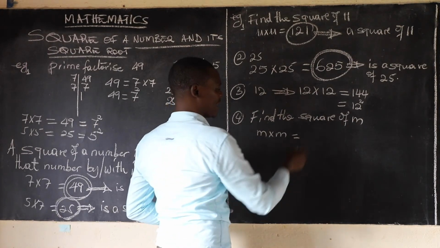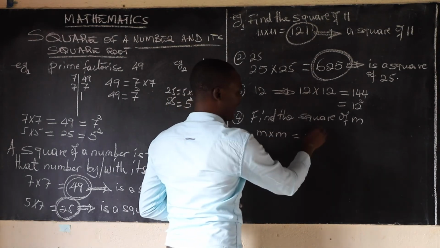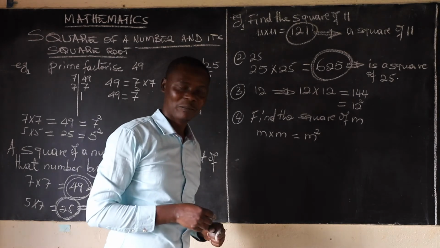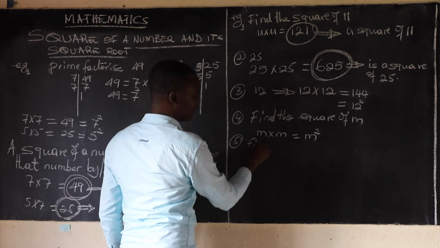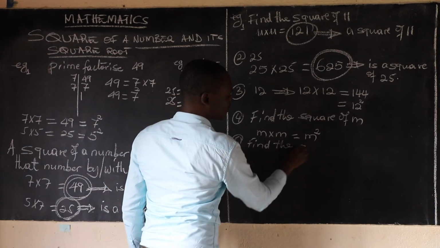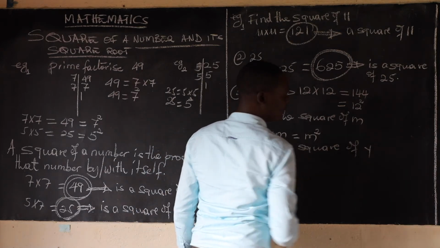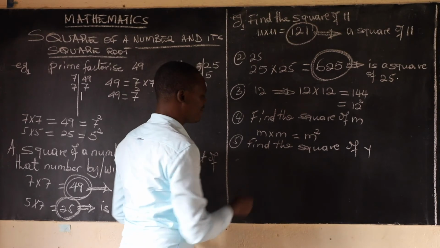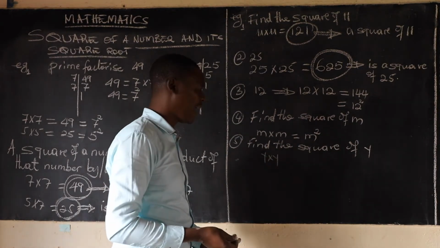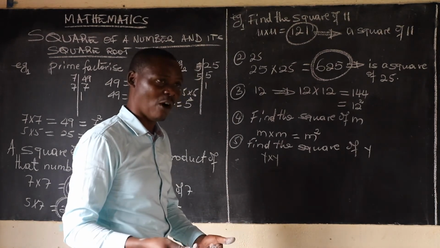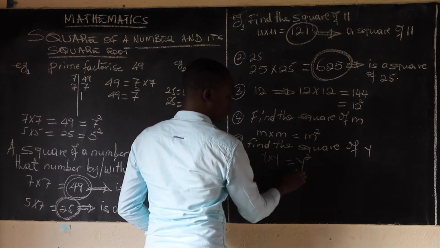So, to write this square, I write it in a power form. That is to mean that I have M, but it becomes how many times? 2 times: M squared. Example number 5, to find the square of y. I will have y times y, but as it's a symbol and I don't know what y stands for, I'll write it in a power form and I have y power 2.